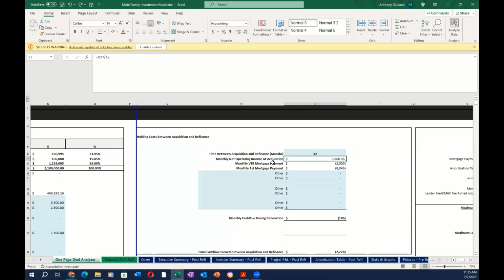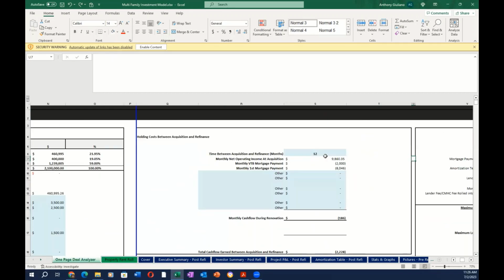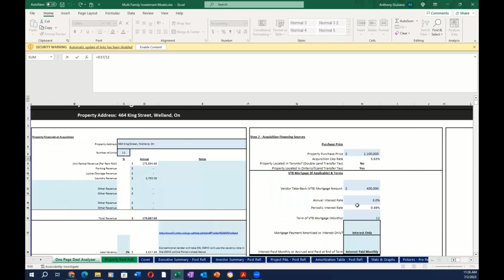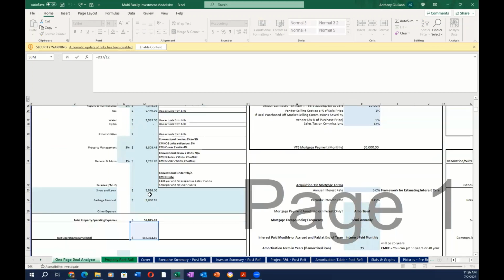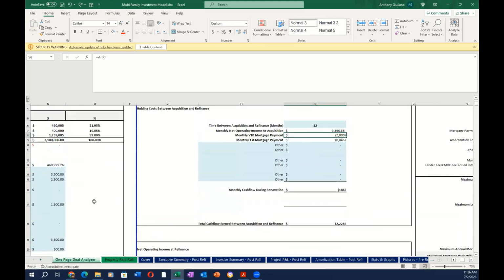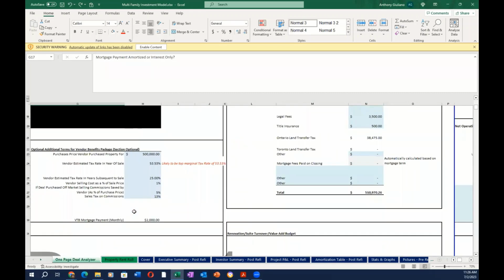So I know that in that period, my monthly net operating income on the building, which I've entered in the section over here, is going to be about 98.60. And how do I get that? That's the annual NOI that was calculated when we initially entered in the acquisition P&L on the property down here, divided by 12. And then I know the monthly interest on the VTB mortgage, which was calculated over in the VTB mortgage section over here, is about $2,000 a month.